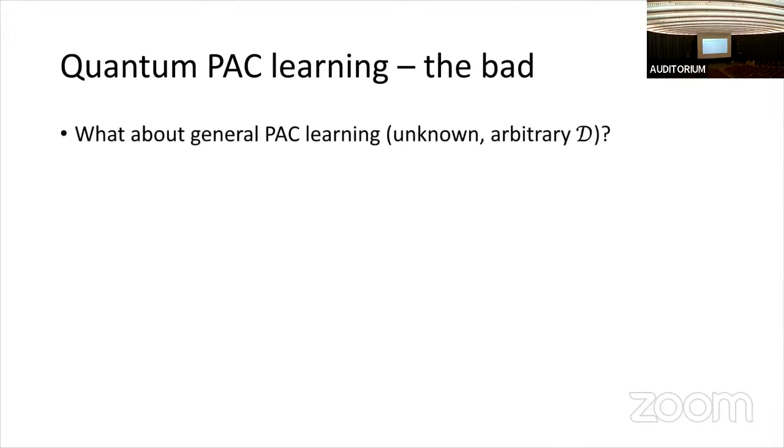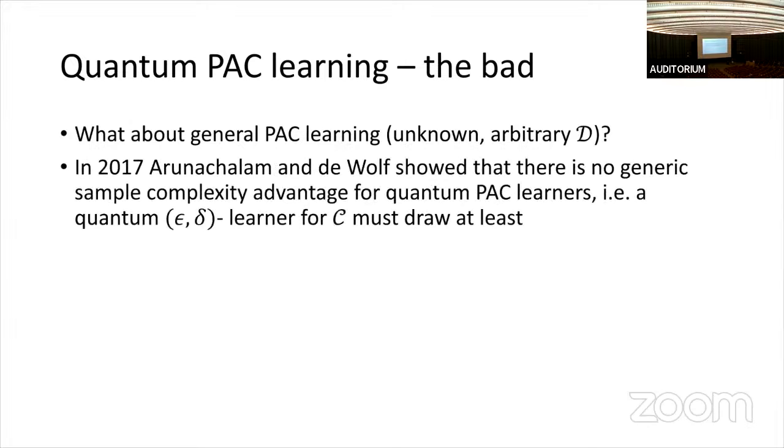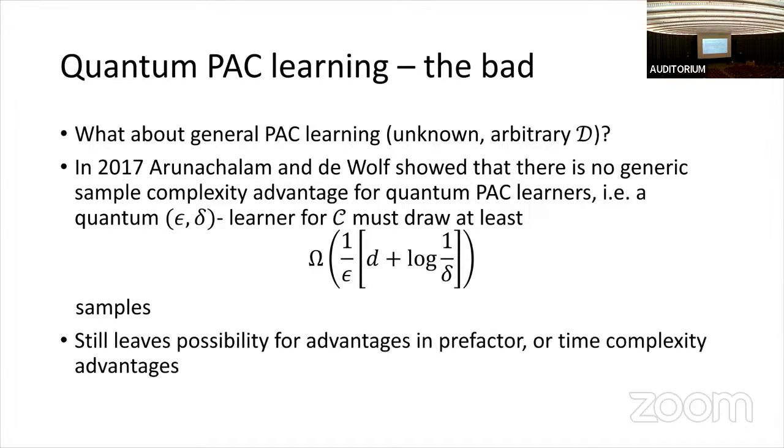Unfortunately, some bad news: if you go to the full model where you allow arbitrary distributions, in 2017, Arunachalam and de Wolf showed that you actually can't get generic sample complexity advantages. They showed that quantum PAC learners must draw at least this many samples, which matches the classical upper bound, and therefore you can only hope for advantages in prefactor or for time complexity advantages, but no generic information-theoretic advantages.